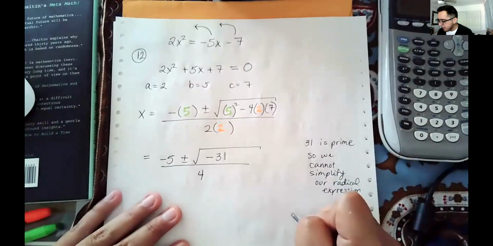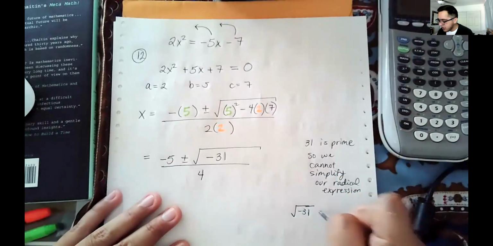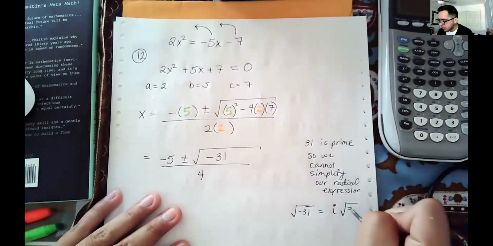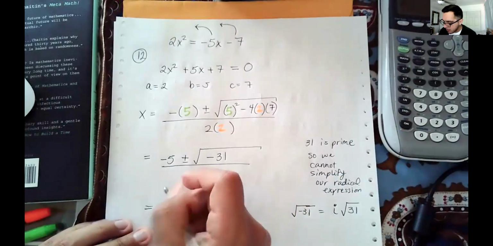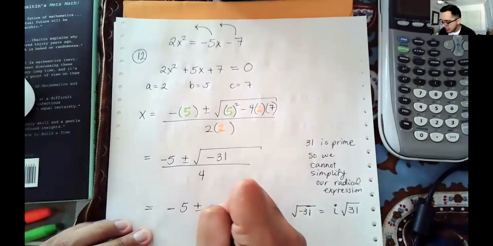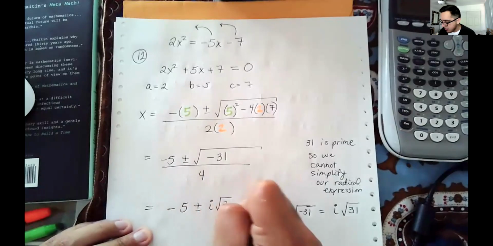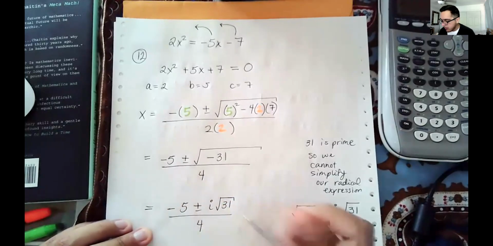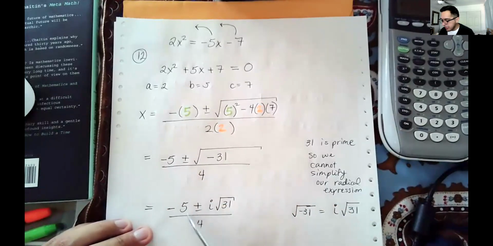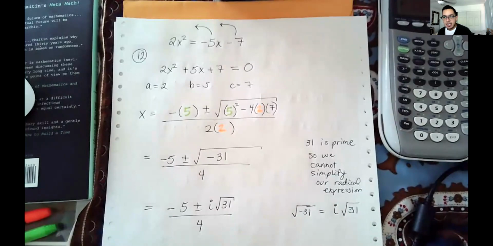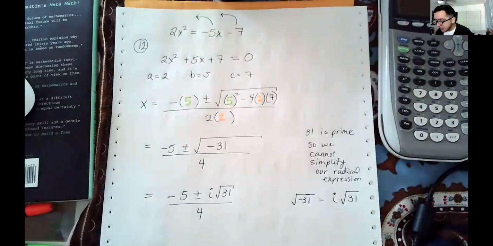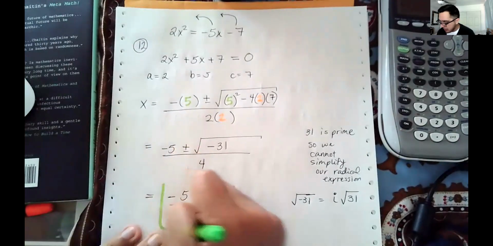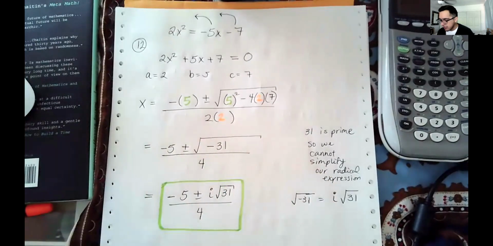So what we can do is say that the square root of -31 is simply i times the square root of 31, since this is going to be an imaginary number. So we have -5 plus or minus i times the square root of 31 all over 4. And since these three terms don't have anything in common, I can't reduce our fraction. I can't reduce the solution. So we're just going to have to leave our solution as it is. This is as simplified as we can get it. And that will be your solution, or your solution set, right? Because this is really 2 solutions. Does anybody have any questions?